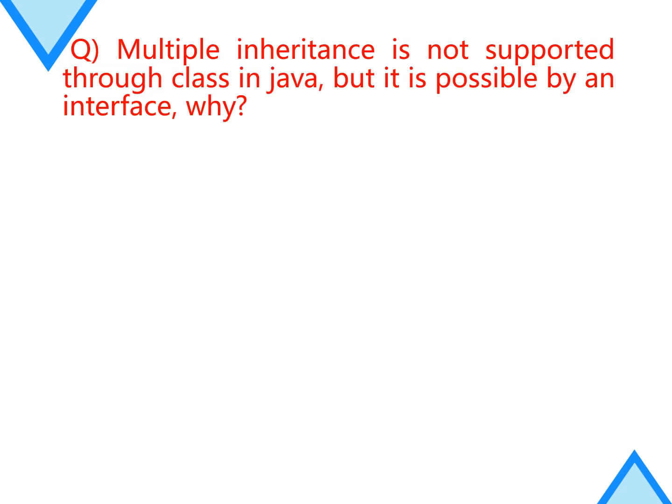Now let's answer a simple question. As we have discussed in the previous inheritance topic, multiple inheritance is not supported through class in Java, but it is possible by an interface. So why is multiple inheritance in Java not possible through class, and why is it possible through interface?